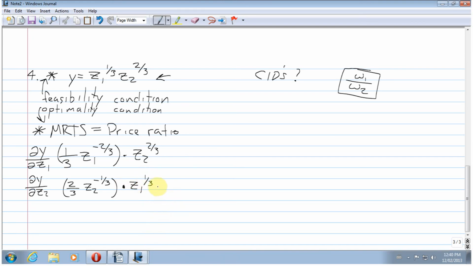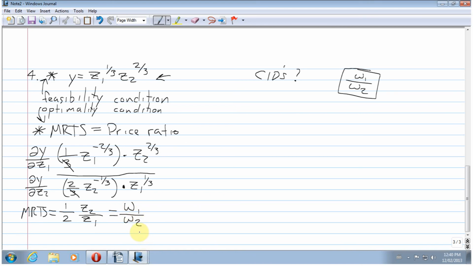And if you watched my video on conditional input demands, you'd know that we can do some shifting when we finally divide these two things by each other. Namely, I can bring this negative exponent up to the numerator, and I can bring this negative exponent down to the denominator, which makes my MRTS equal, I'm going to cancel out these 3's, 1 over 2, and the z2 is going to be in the numerator, z1 in the denominator. And I've just said that that has to equal the price ratio. That's our optimality condition.